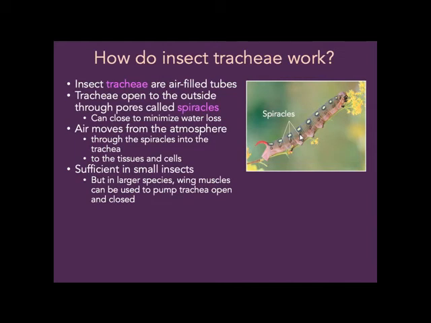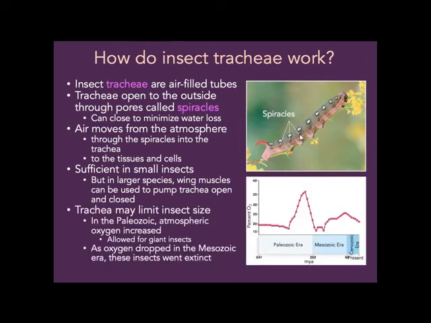In very large insects, the insect can actually pump their wing muscles to open and close a trachea that pulls extra air in. So sometimes really big moths will be able to pump their wing muscles or their abdomen to pull in extra oxygen. We think that the system of getting oxygen through trachea is actually what might limit the ultimate size of an insect.